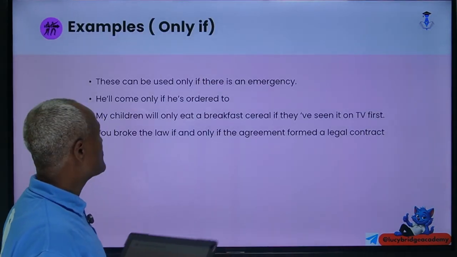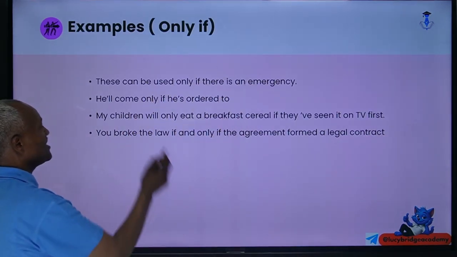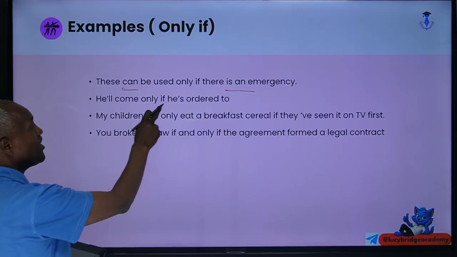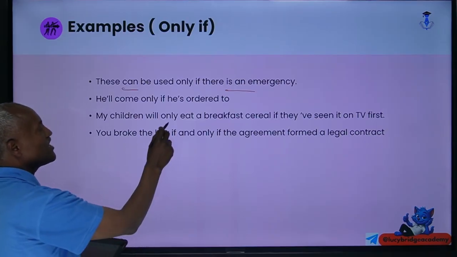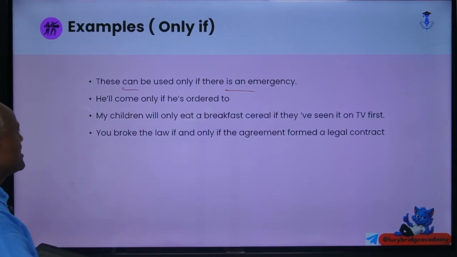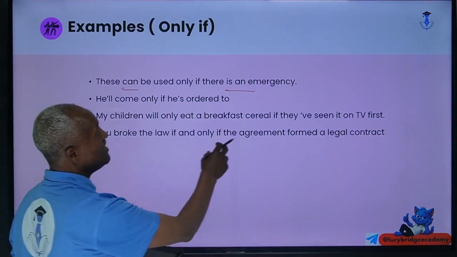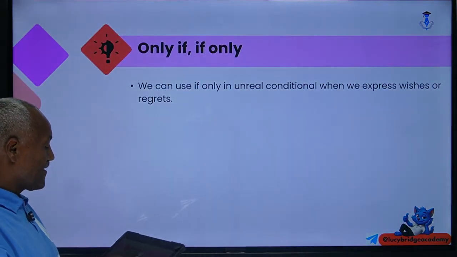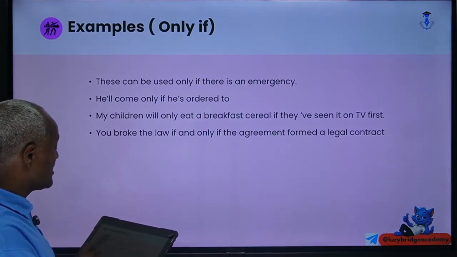So let's come to examples, how a sentence is constructed with the help of this pattern. This can be used only if there is an emergency. Here we use can, and then here we use simple present. He will come only if he is ordered to. My children will only eat breakfast cereals if they have seen it on the TV first. You broke the law if and only if. This is for emphasis. Most of the time we use it in mathematics. If and only if the agreement formed a legal contract. So from the sentences you can learn that one.